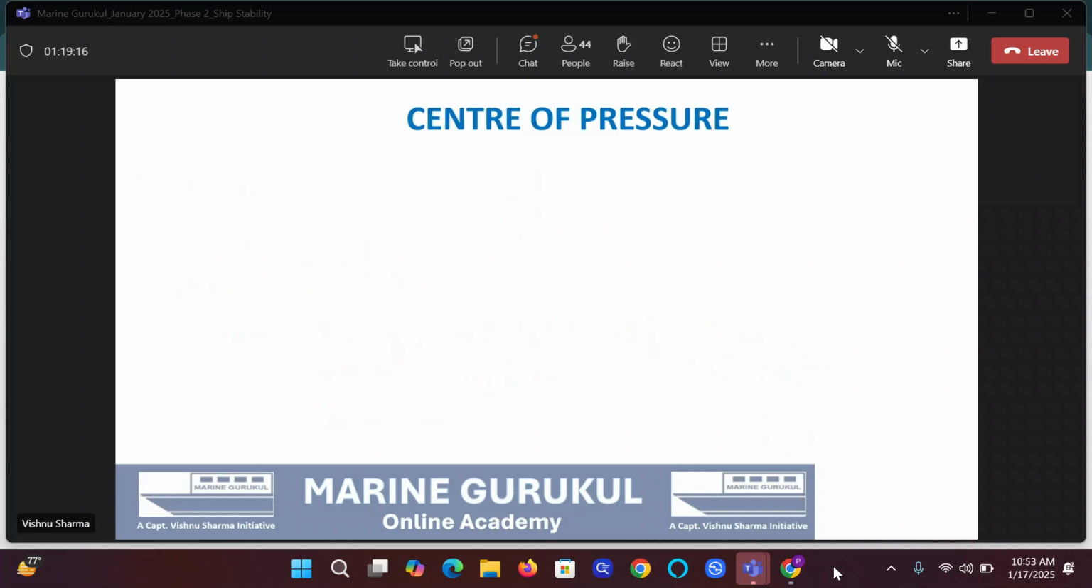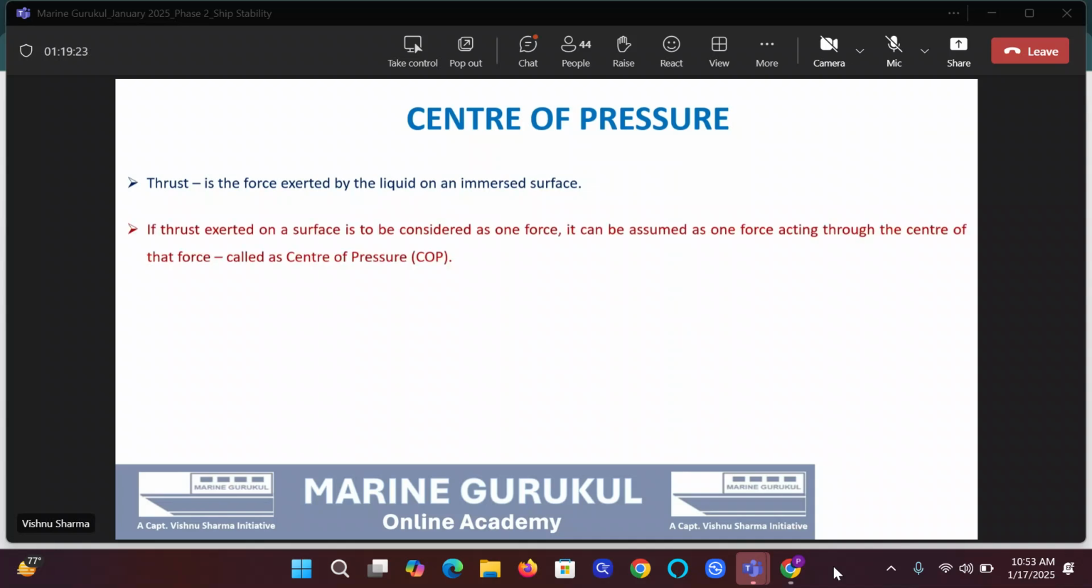Then what is center of pressure? Thrust is the force exerted by liquid on an immersed surface. If thrust exerted on a surface is to be considered as one force, it can be assumed as one force acting through, assumed, not actually, the center of that force, called center of pressure. I have already tried connecting it to the other centers of forces like center of gravity and center of buoyancy.